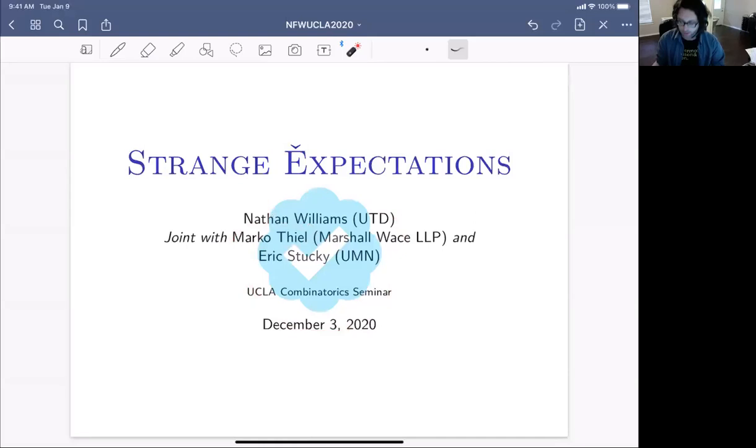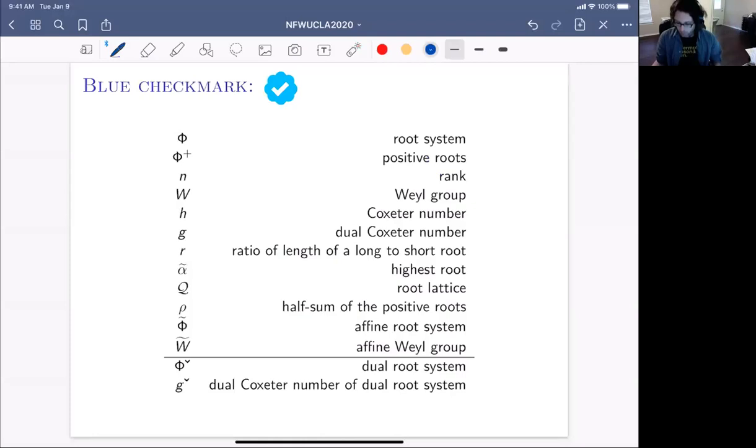Okay, so let me explain what's going on here. Here I've got some notions. Don't really worry about them too much. What I would like to point out though is that I have a root system, positive roots, rank, Weyl group, whatever. But here I've got this dual Coxeter number.